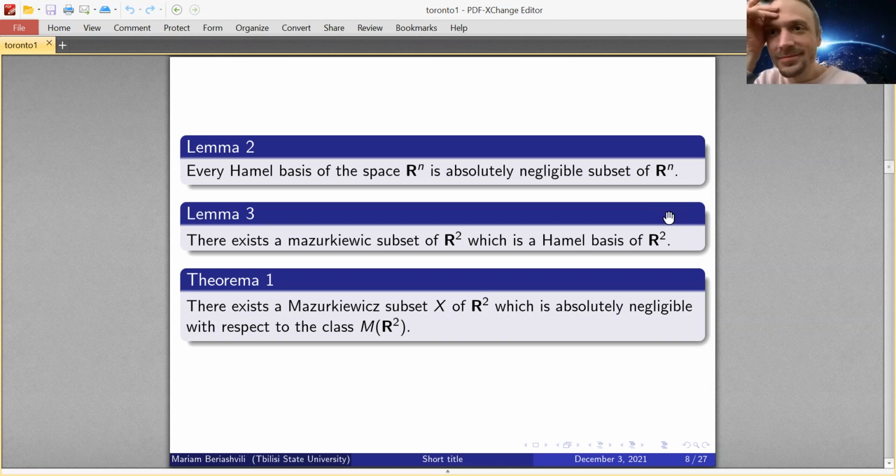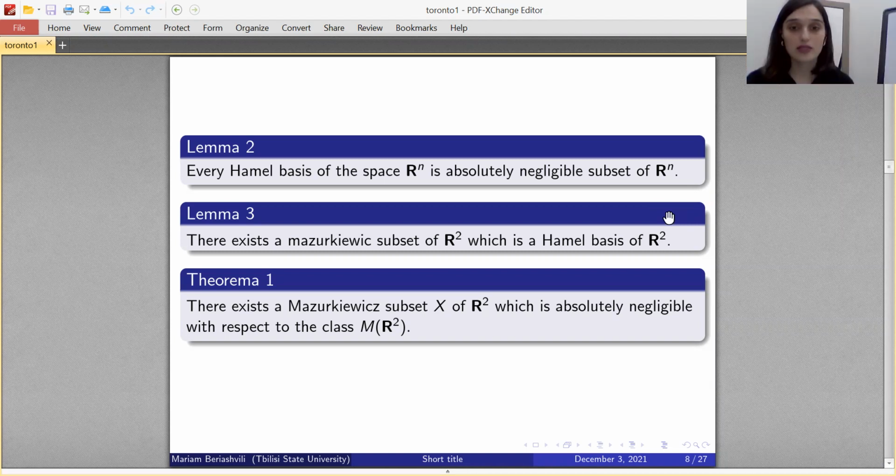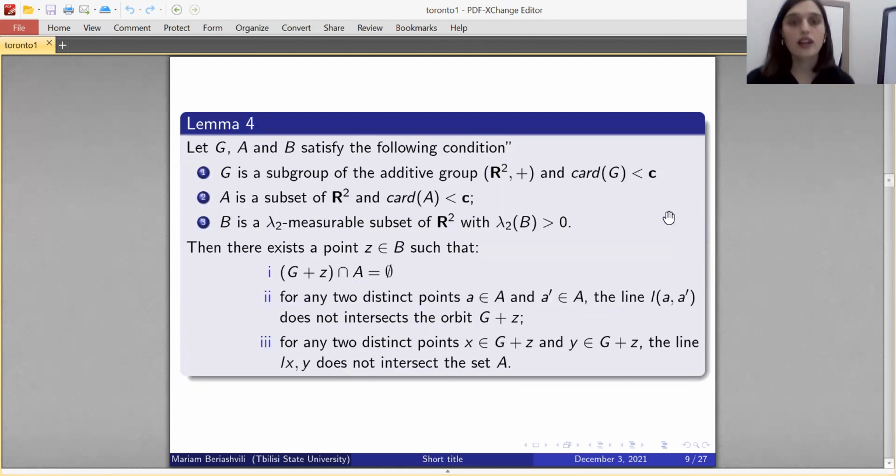Okay, thanks. Now, the main theorem about the Mazurkiewicz set is that there exists a Mazurkiewicz subset which is absolutely negligible with respect to this R square. Now, I need some auxiliary lemma for the next statement.